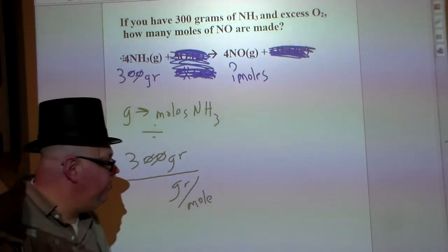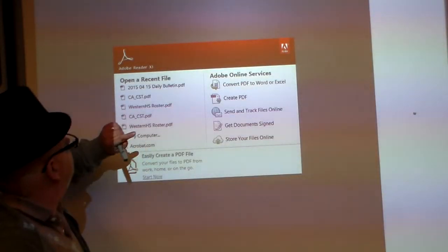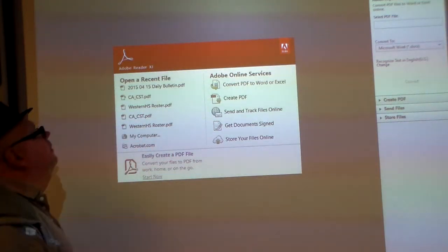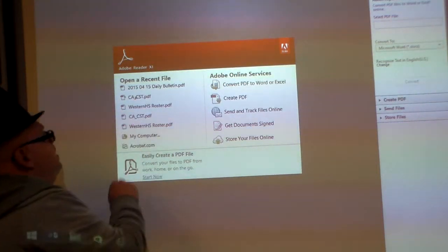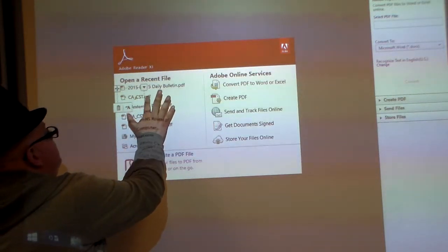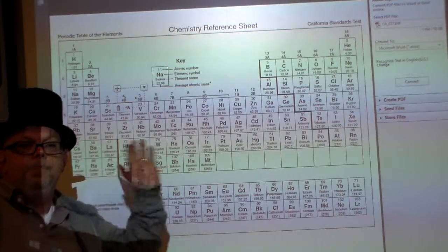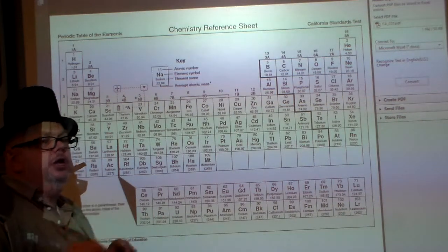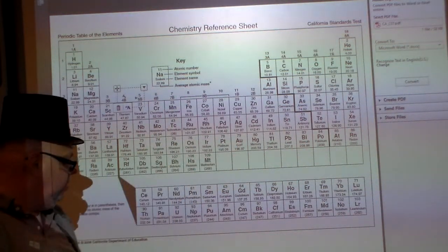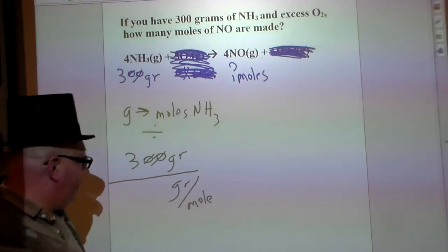How in the world do I know this? Anytime I need to know how many grams there are in a mole of any element, I use the periodic chart. But I gotta go back.